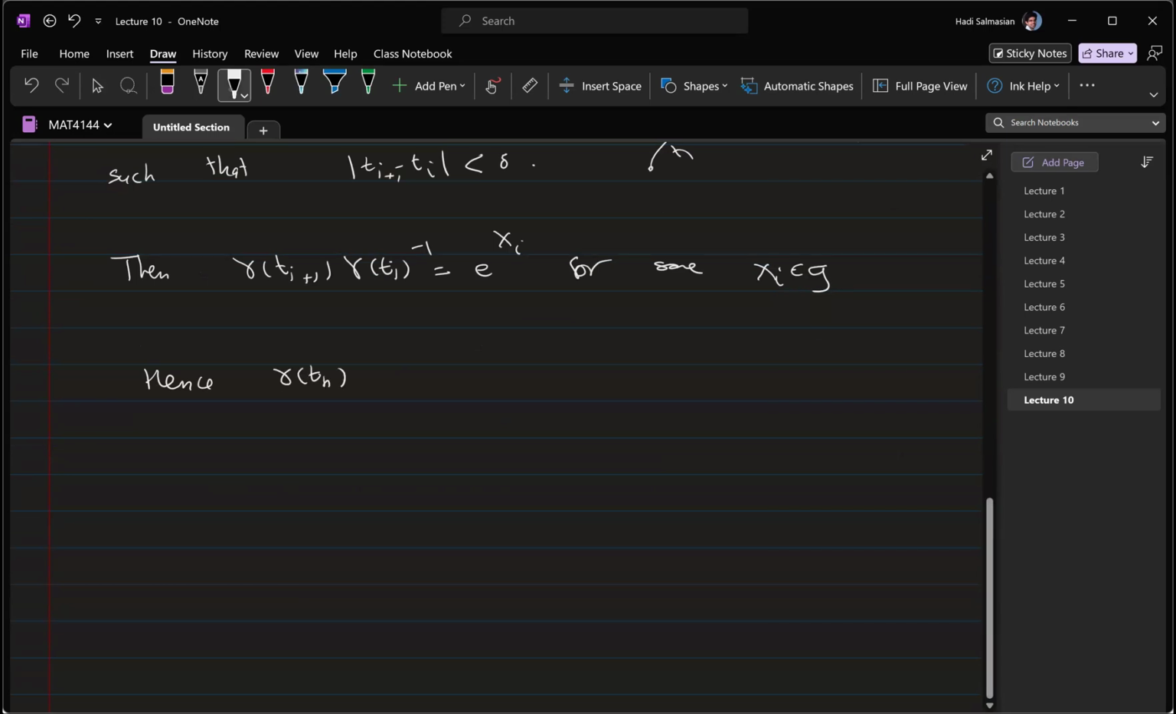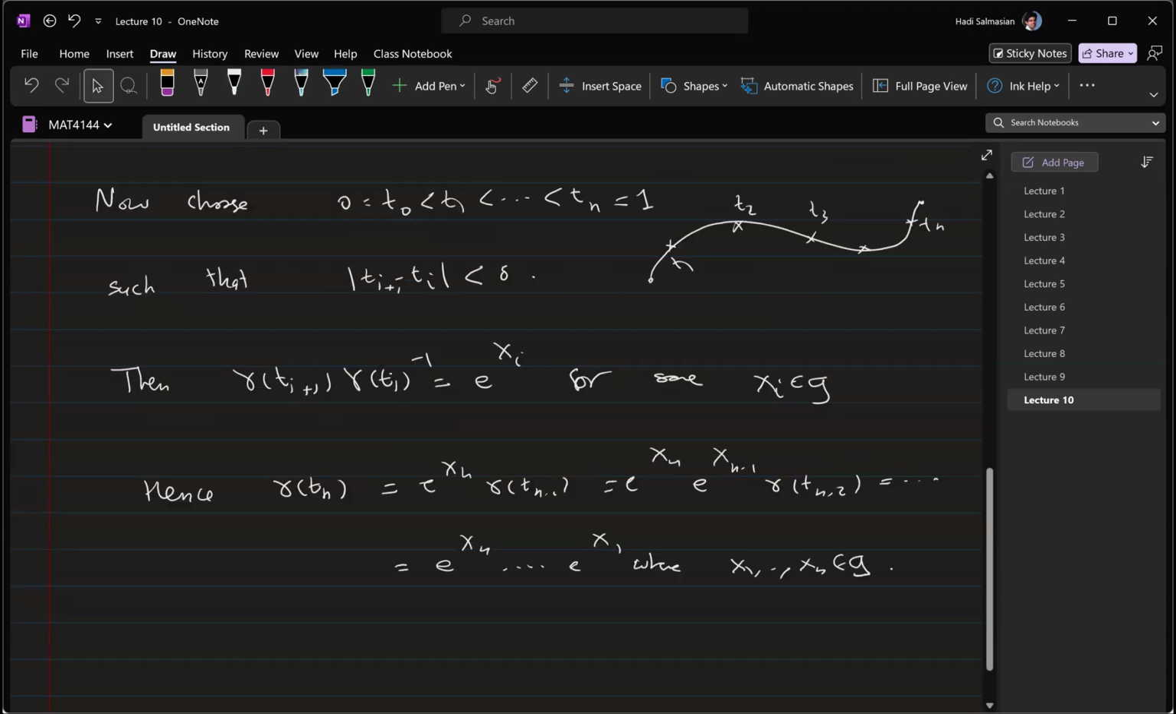gamma Tn can be written as, maybe it's e to the xn. It's e to the xn gamma of Tn minus 1, which is e to the xn minus 1 gamma of Tn minus 2, which is e to the xn ... e to the x1, where x1 to xn are in the Lie algebra. Okay, is it clear? Everybody happy with this argument?